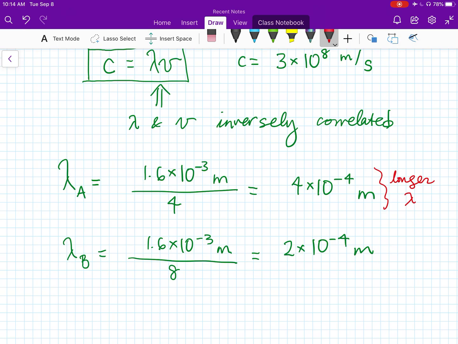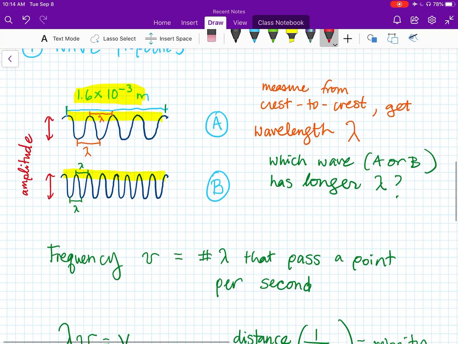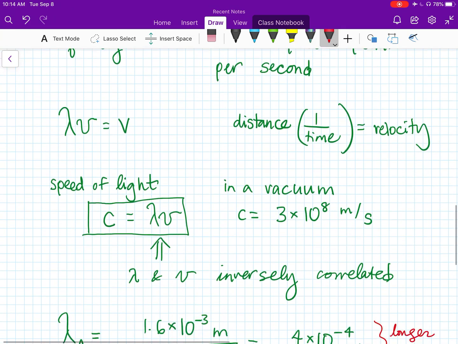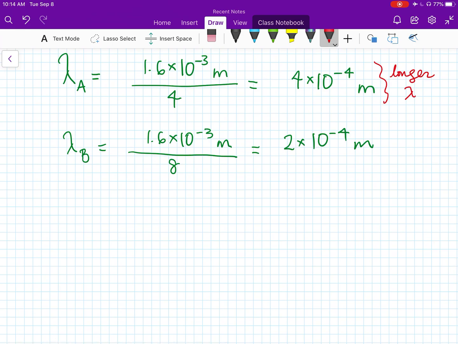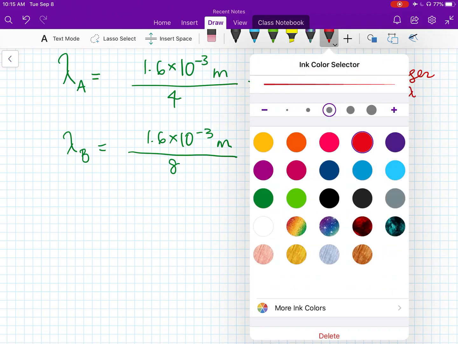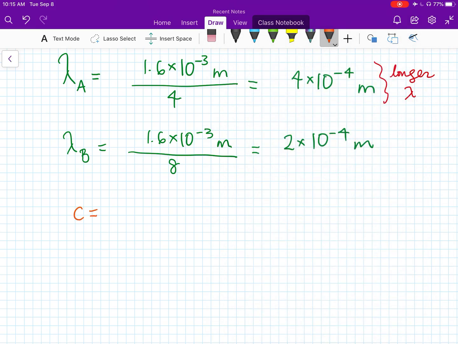Now, which wave has a higher frequency, wave A or wave B? Well, just by looking at wave B, we can see that more wavelengths are going to pass a given point per second, given that both of these would be traveling at the speed of light. And we can actually quantify that by using the equation that relates wavelength and frequency to the speed of light. So the speed of light is wavelength times frequency.